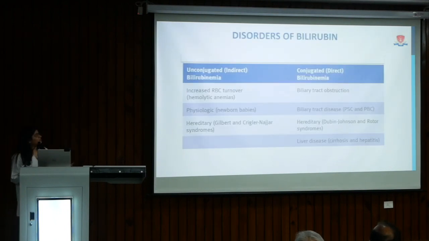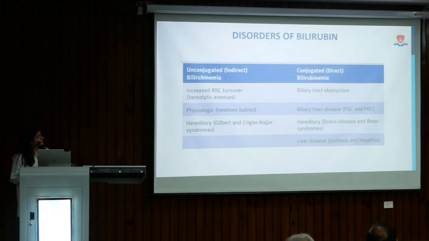The different disorders of bilirubin. Increase in concentration of unconjugated bilirubin in the body, the following can be its causes: increased RBC turnover, as in the case of hemolytic anemias; physiologic, as in newborn babies; hereditary, as in Gilbert and Crigler-Najjar syndromes, which would be further elaborated by the pathology department.